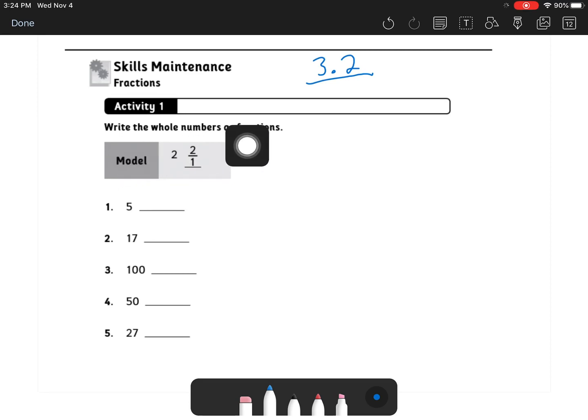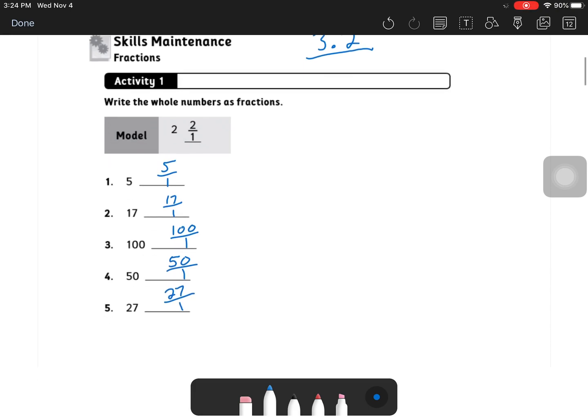They're saying write the whole numbers as fractions. So any whole number, you can write it as a fraction by putting a 1 in the denominator. So each of these, pretty easy. 5 over 1, 17 over 1, 100 over 1, 50 over 1, and 27 over 1. So just put a 1 in the denominator.